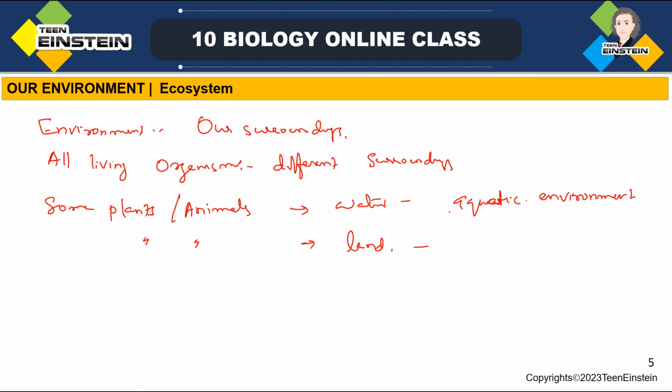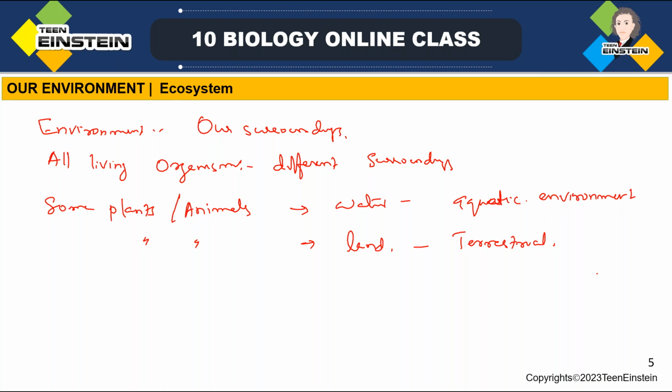So like that, some categories are there. Then terrestrial, which are living on land. On land, plants will be there, animals will be there. They are called terrestrial plants or terrestrial animals. Then aquatic plants, which are living in water. Okay, so that shows the change in the environmental conditions.